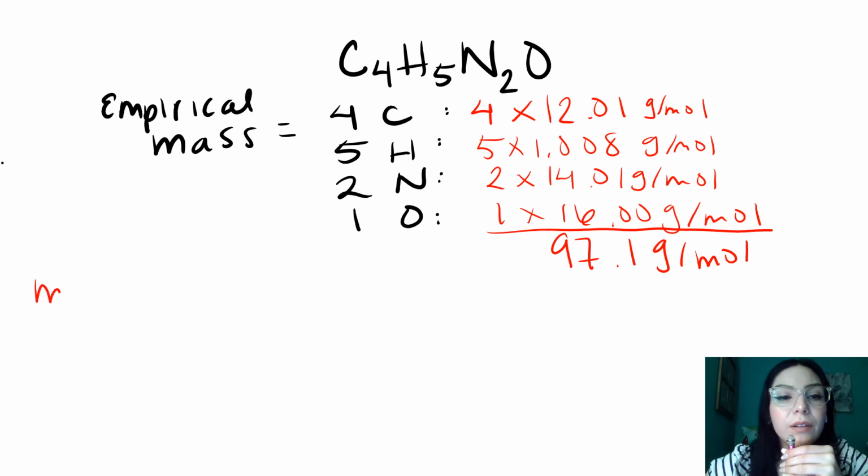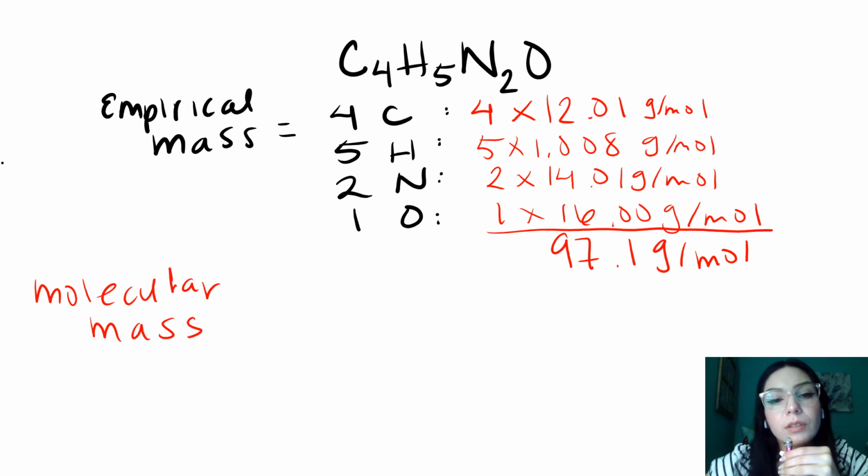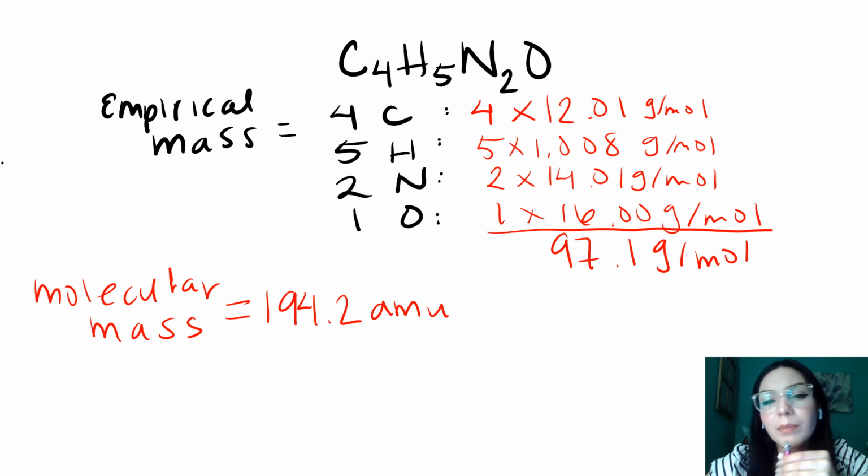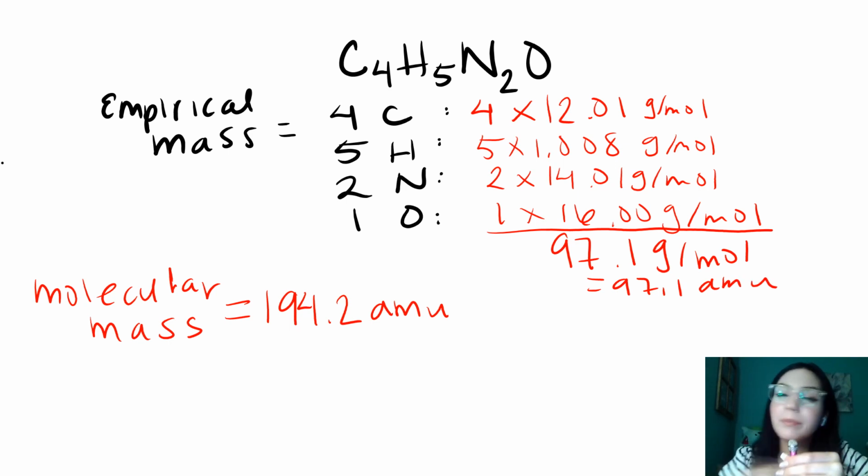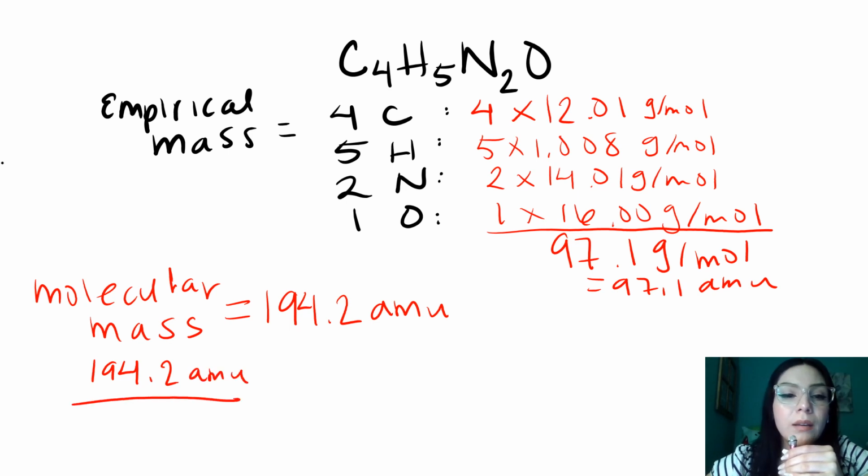So the molecular formula mass, I'm just going to say molecular mass, is 194.2, sorry. And it was in AMU, but we can just say the same thing. We can just convert this to AMU. Remember, 1 gram per mole equals 1 AMU. Sorry, that was my bad. What we're going to do next is divide our molecular mass, 194.2, by our empirical formula mass.